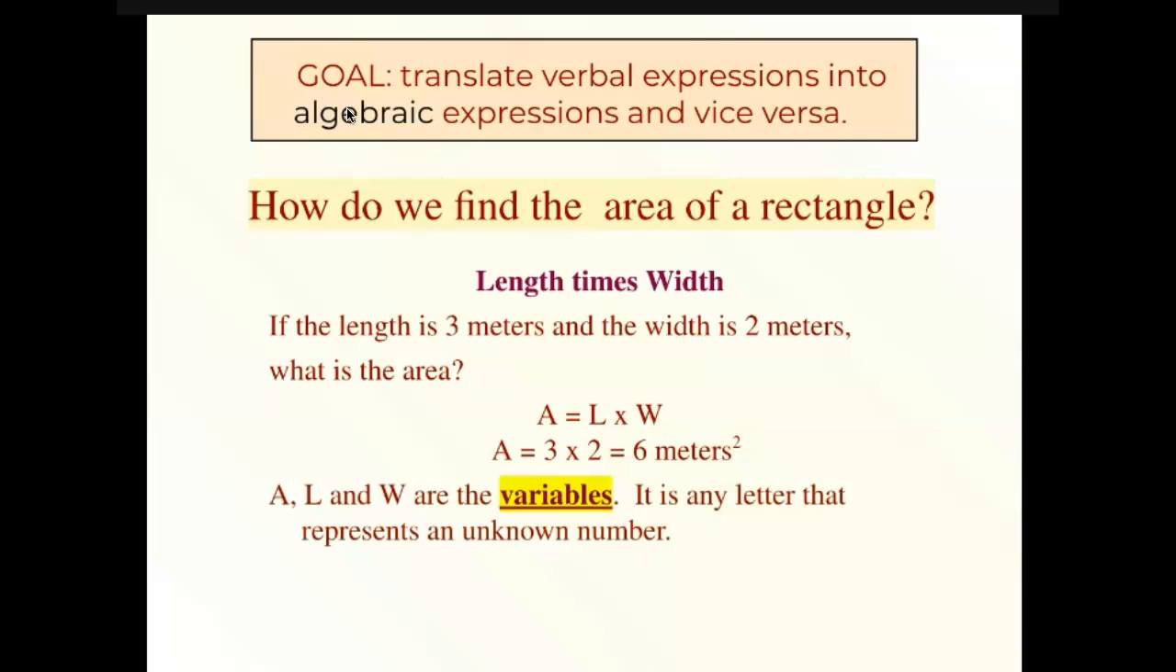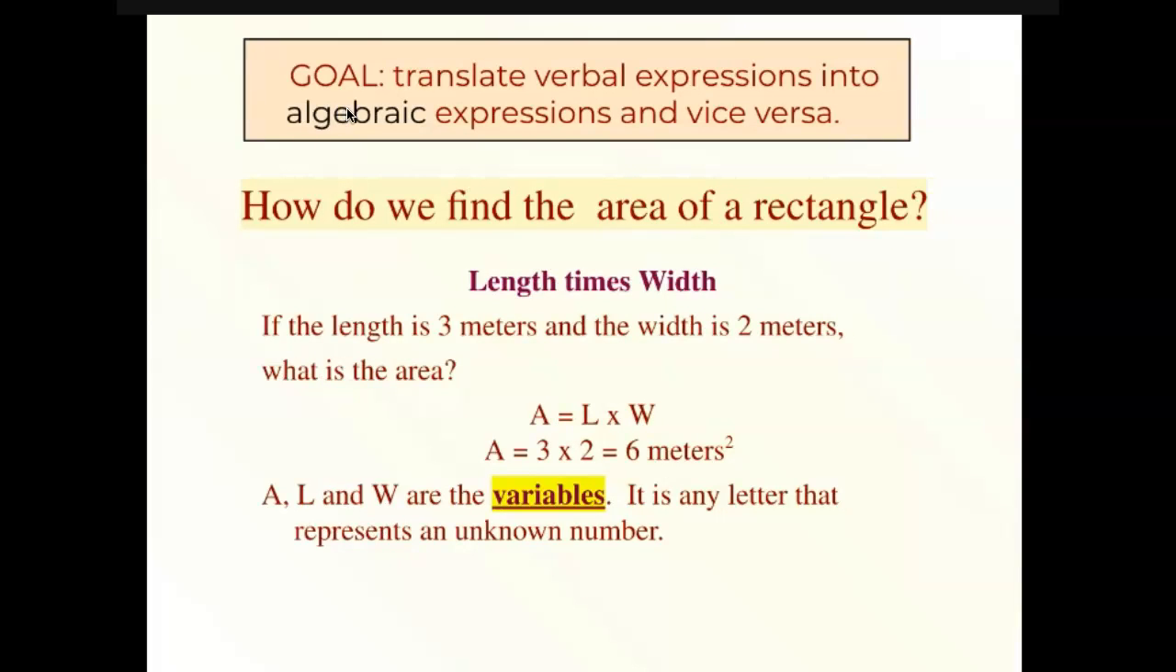So in this case, A, L, and W are called variables. We learned this in 6th grade. It's just a little review for what we have today because this is how we start our new unit. This is what Miss Goldberg asked me to tell you guys. So a variable is any letter that represents an unknown number. Let me close my door.